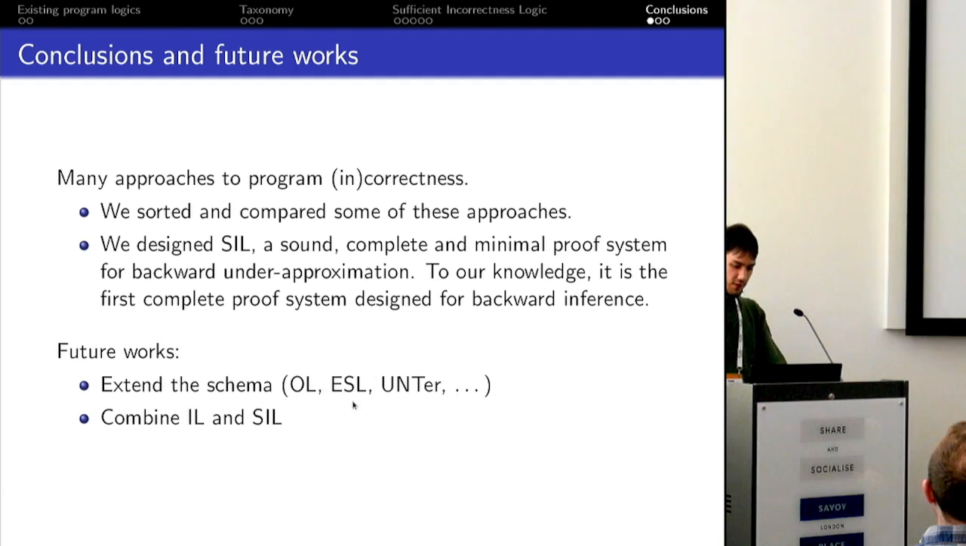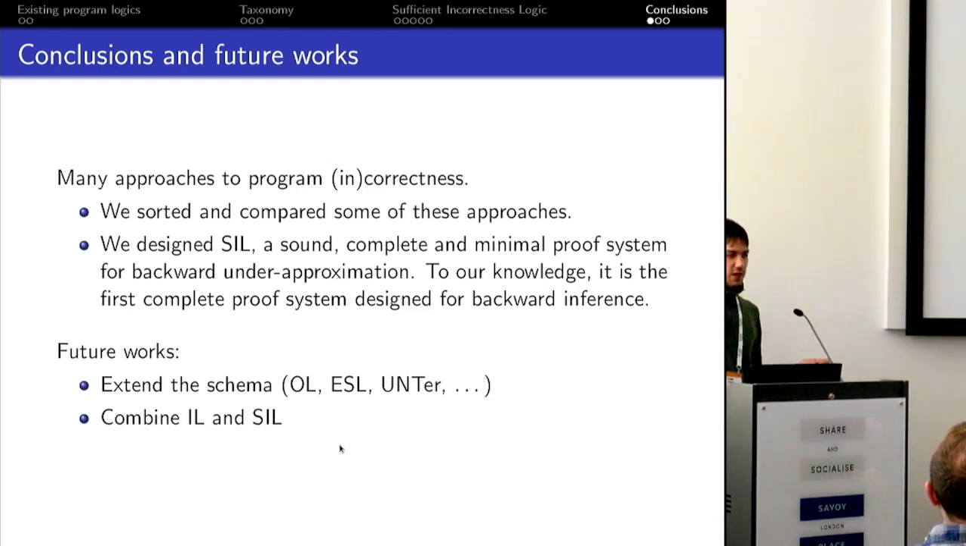So we have, for instance, Exact Separation Logic. That is a combination of Hoare logic and incorrectness logic, instantiated for the separation logic setting. And we have Unter, that is the proof system that Peter mentioned before, that combines things from IL and SIL, that was implemented in Pulse, and some others.